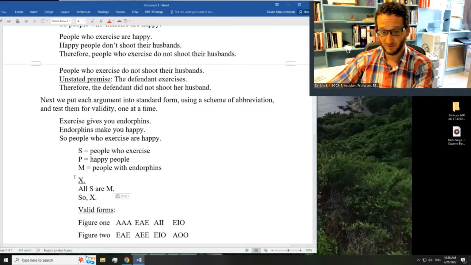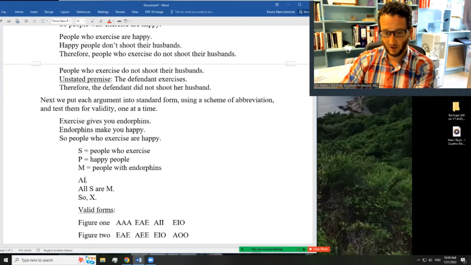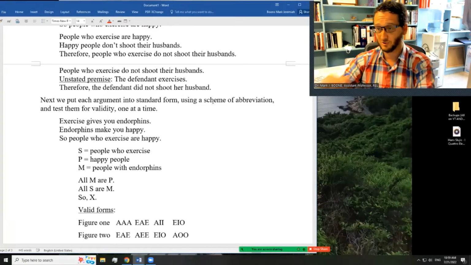Remember, the major premise is written first. The major premise is the one with the major term. The major term is the term appearing second in the conclusion. The minor term is the term appearing first in the conclusion. All right, so our major premise is going to be endorphins make you happy. So I guess that's going to be all M are P. That sure looks right to me.